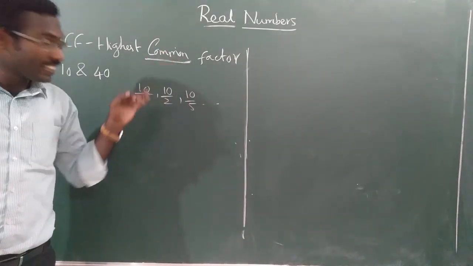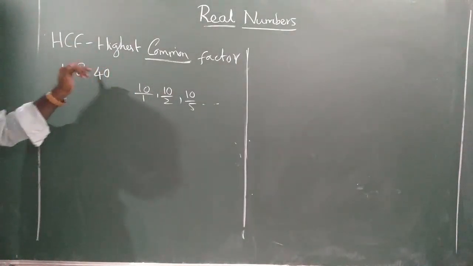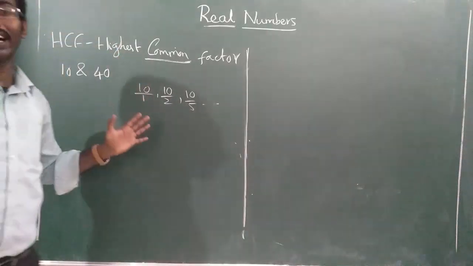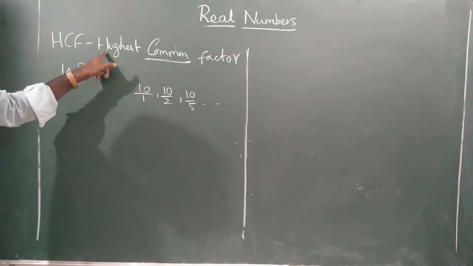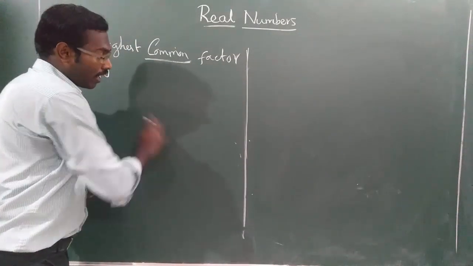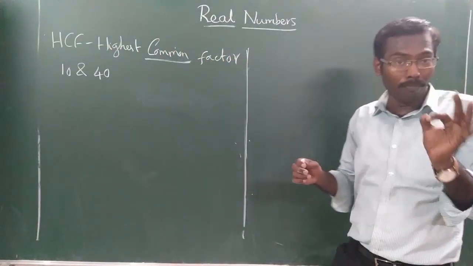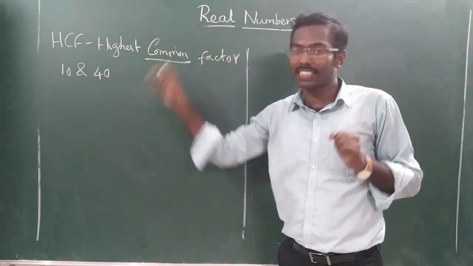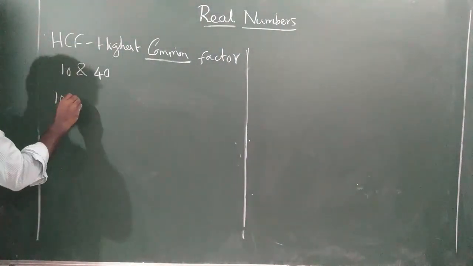Common factor means the number should divide both the numbers. You have to see all the factors which divide both the numbers, and select the highest, the biggest value. So the highest common factor can also be explained as the biggest number which divides both the numbers. I will tell you an example. So consider 10 and 40.